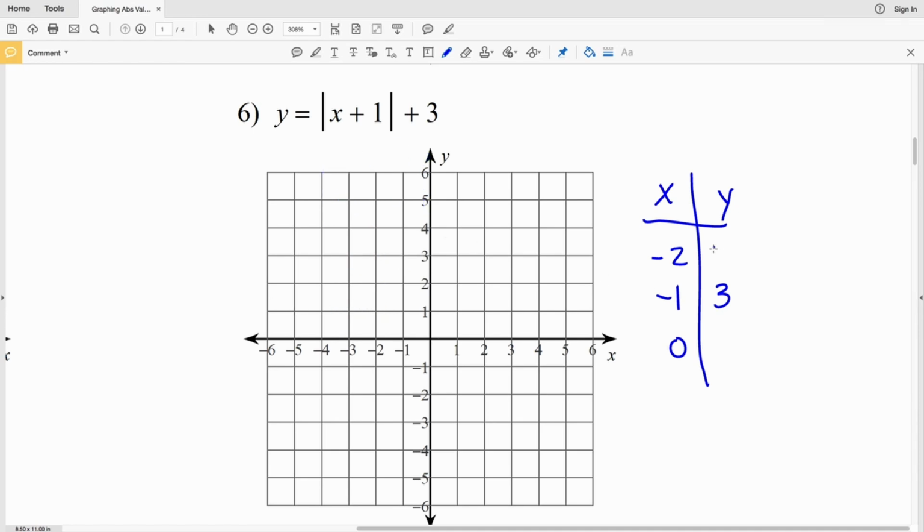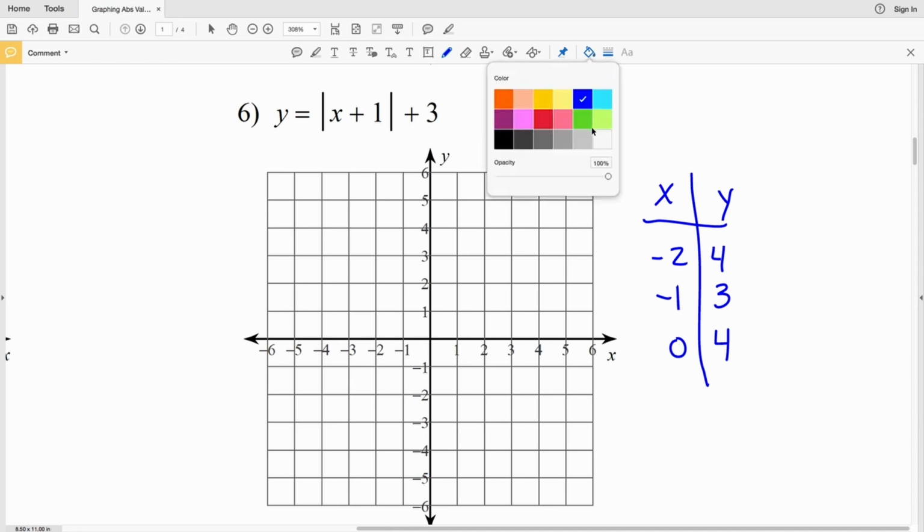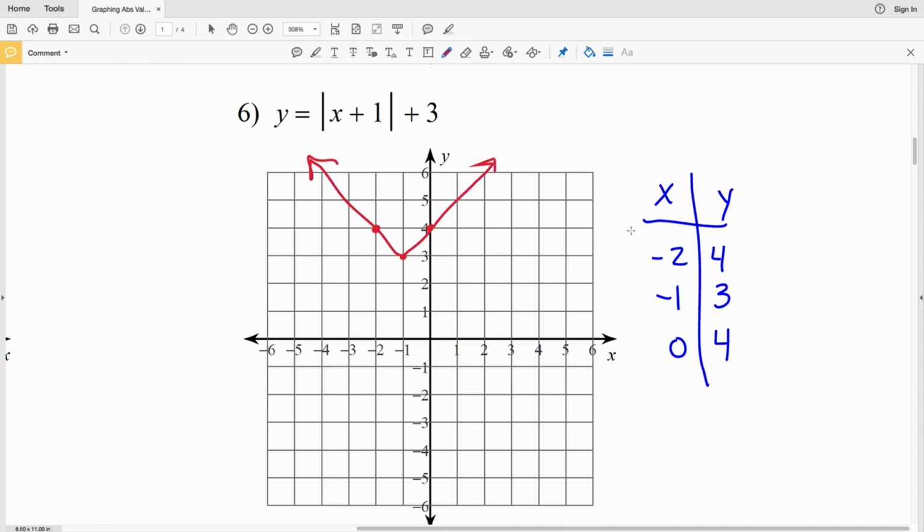And since it's symmetrical, we know that since we went 1 less than -1, when we go 1 greater than -1, they have the same value. So we know that 0, 4 is another point on this absolute value function. So now that we have the 3 points, including the turning point, let's go ahead and graph that. -2, 4, -1, 3, and then 0, 4. And that's the answer for number 6.